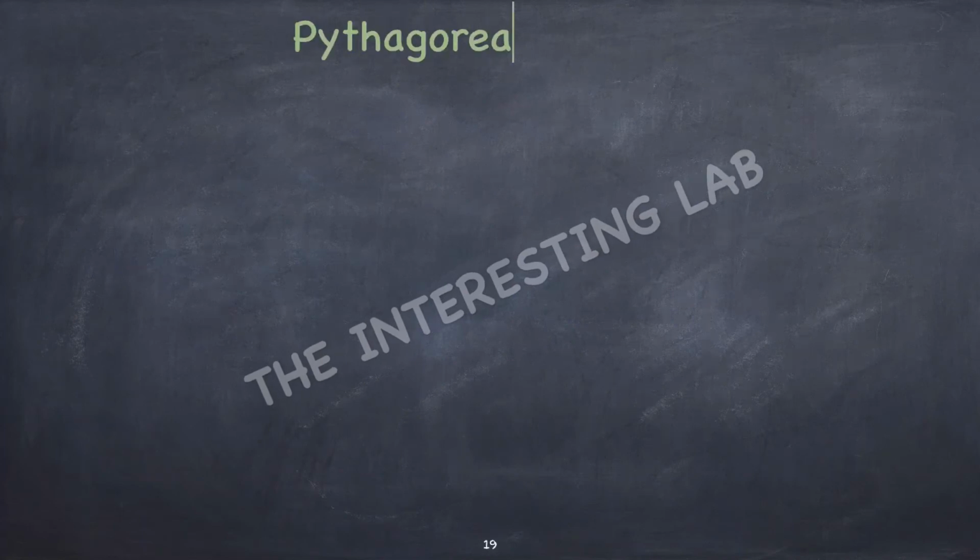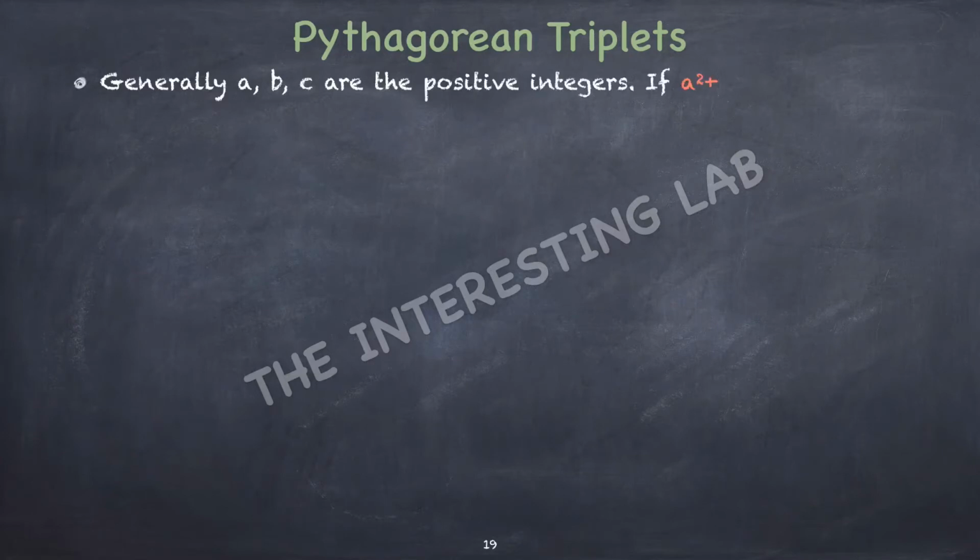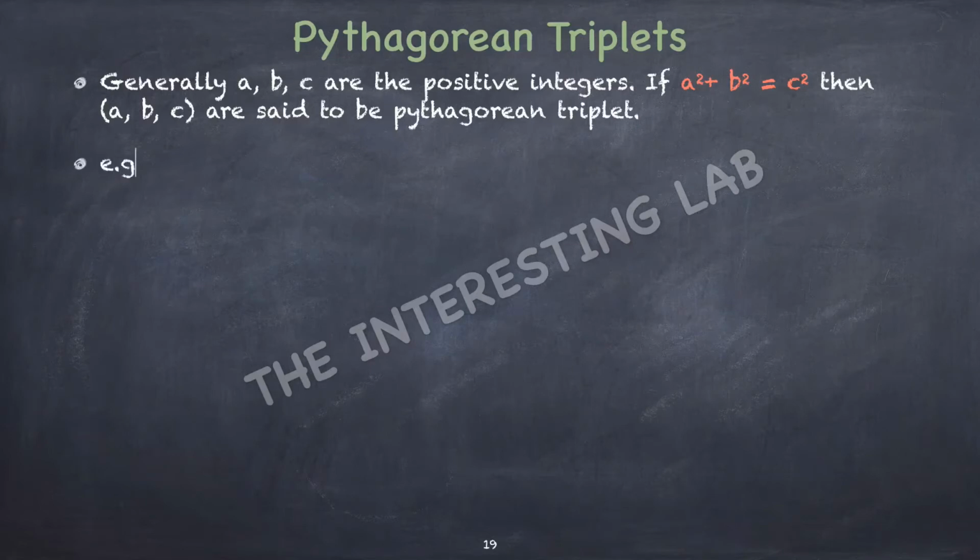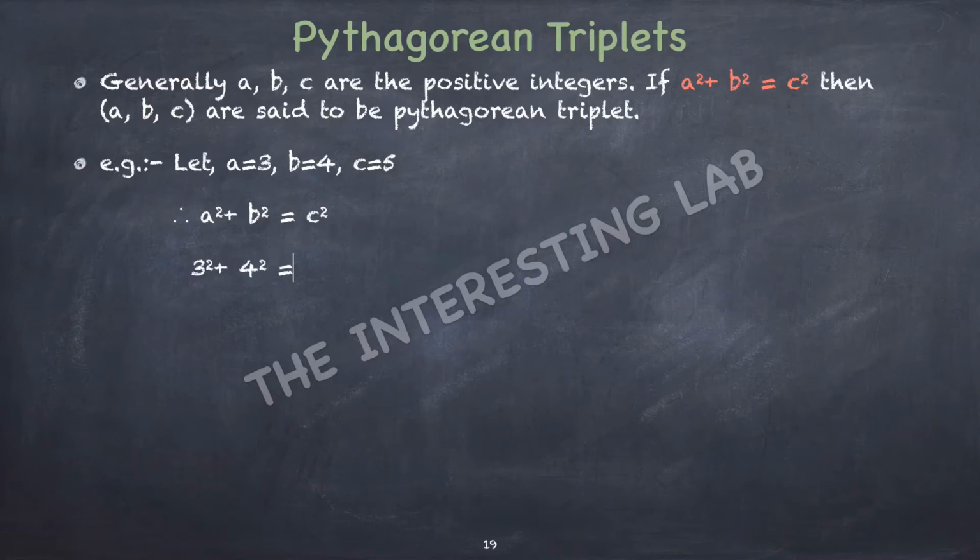Pythagorean triplets. Generally a, b, c are positive integers. If a square plus b square equals c square, then a, b, c are said to be a Pythagorean triplet. E.g. let a equals 3, b equals 4, c equals 5. Therefore, a square plus b square equals c square. 3 square plus 4 square equals 5 square. 9 plus 16 is equal to 25. 25 is equal to 25. Therefore, 3, 4, 5 are Pythagorean triplets.